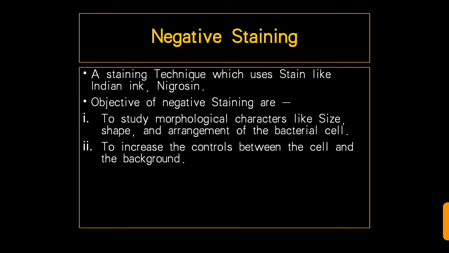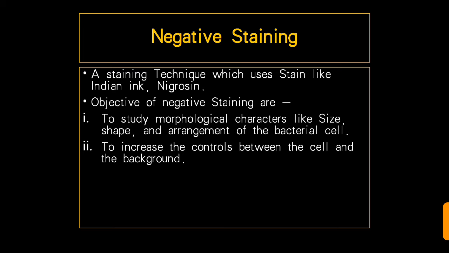Now what are the objectives of this staining technique? Why do we have to perform negative staining? The reason is that negative staining helps us to study morphological characters of the organism, like the size of the bacteria, the shape of the bacteria, and how the bacteria are arranged. All these morphological characters we can study with the help of negative staining.